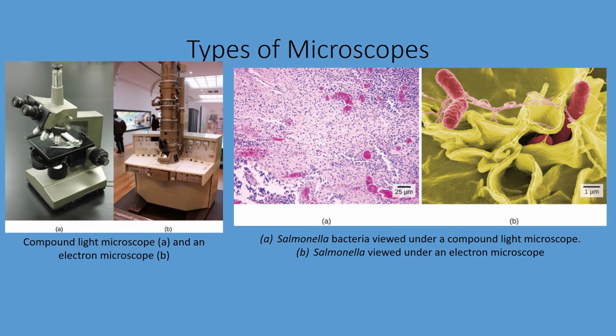Electron microscopes use a beam of electrons instead of light. The advantages of an electron microscope is that you can magnify an object much further than using a light microscope. It also has a higher resolution. The disadvantage of an electron microscope is that they're really expensive and can't be used to view living materials.